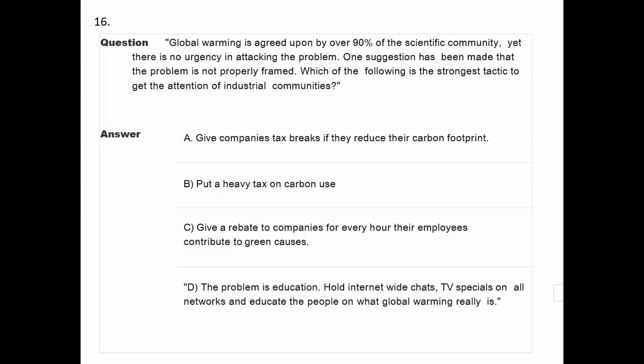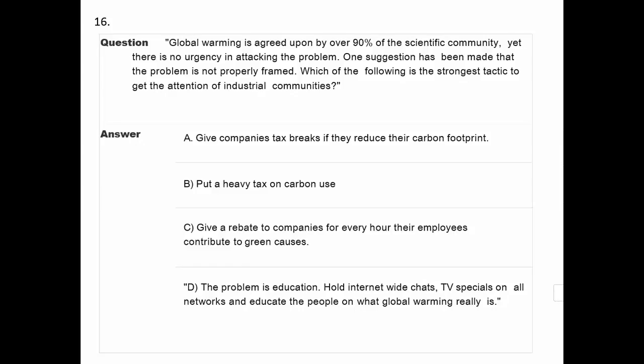So, this goes back into the lecture, How Do People Think? And what do we know? What drives people? The one thing that we know is framing is about, do you frame things in terms of gain or do you frame things in terms of loss? That makes a huge difference, because we know that pain is 3 times more than gain. So give companies tax breaks if they reduce their carbon footprint. That's about gain. Put a heavy tax on carbon use. That's about pain. Give a rebate to companies for every hour their employees contribute to green causes.